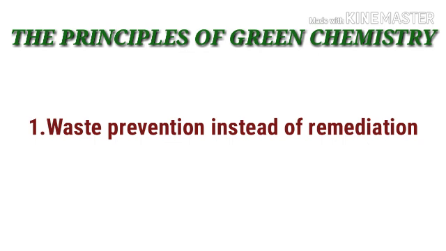The principles of green chemistry. There are 12 principles in the case of green chemistry. Paul Anastas and John Warner formulated the 12 principles of green chemistry in 1998. First one, waste prevention instead of remediation. That is, it is better to prevent waste than to treat or clean up waste after it has been created.